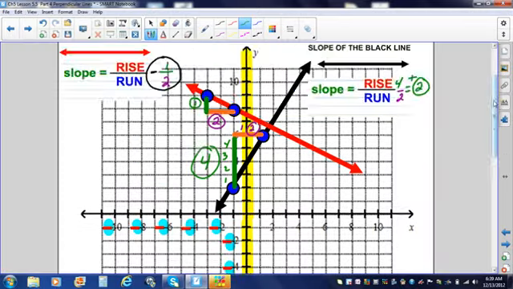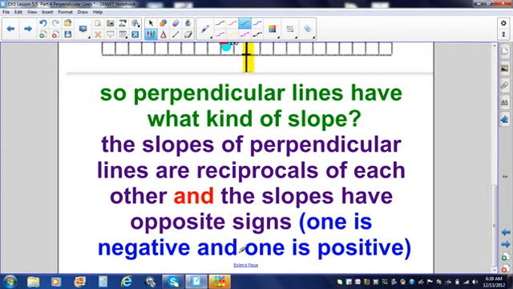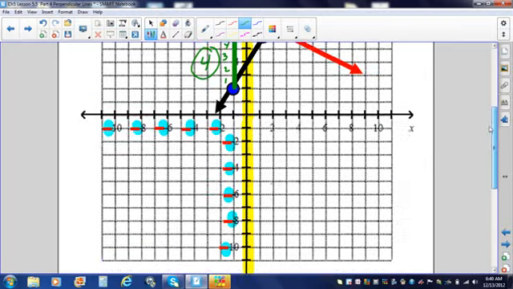If you would, please write on your paper that the slopes of perpendicular lines are reciprocals of each other. And write on your paper, the slopes have opposite signs. So perpendicular lines, the slopes are reciprocals and they have opposite signs. One is going to be negative, one is going to be positive. Now let's go back up to the top.